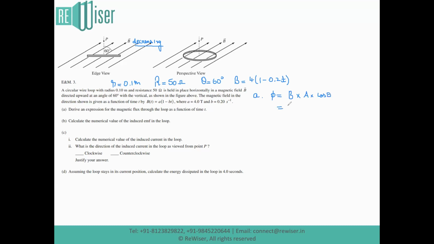So B here we already know is 4 into 1 minus 0.2 T, into area, which is pi r square because it's a circle. So pi into 0.1 the whole square, times cos of 60, which is half. Simplifying this, we get the value of phi to be 0.063 minus 0.013 into T. So this is the final expression for flux. Let's move on to the next question.